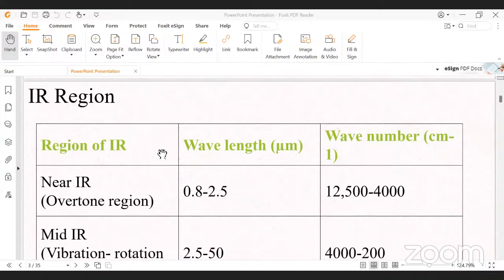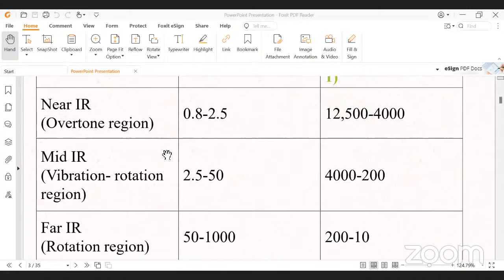Here we have IR. In FTIR we have three regions, three different wavelengths: near IR, mid IR and far IR. The range of near IR is 12,500 to 4,000 nanometers. Mid IR is 4,000 nanometers to 200 nanometers, and far IR is 200 nanometers to 10 nanometers. Basically, our organic compounds, our functional groups, will show peaks in mid IR, in the range of 4000 to 2200.